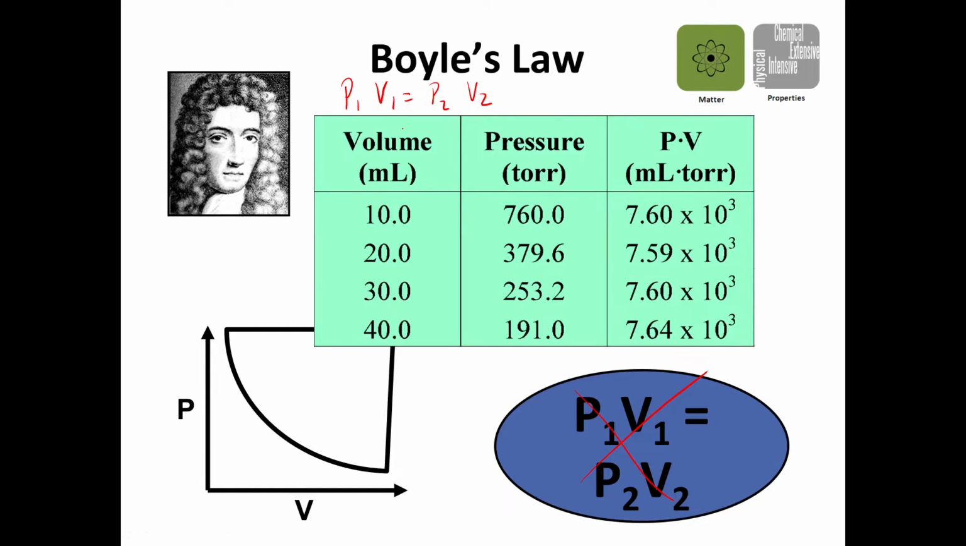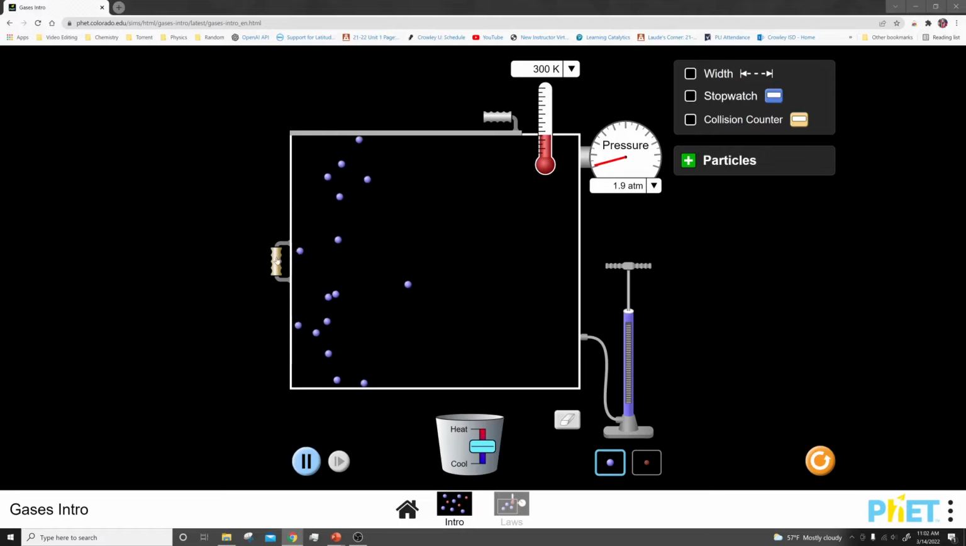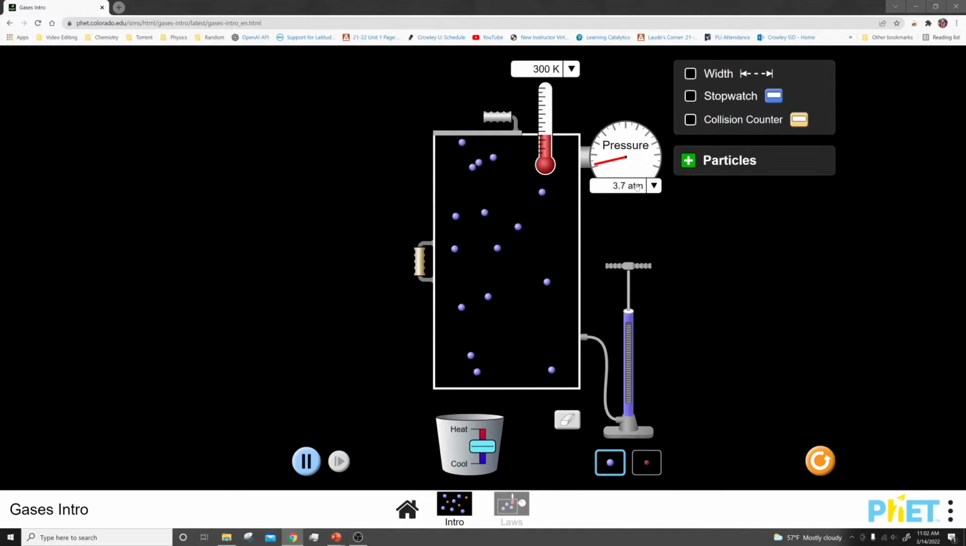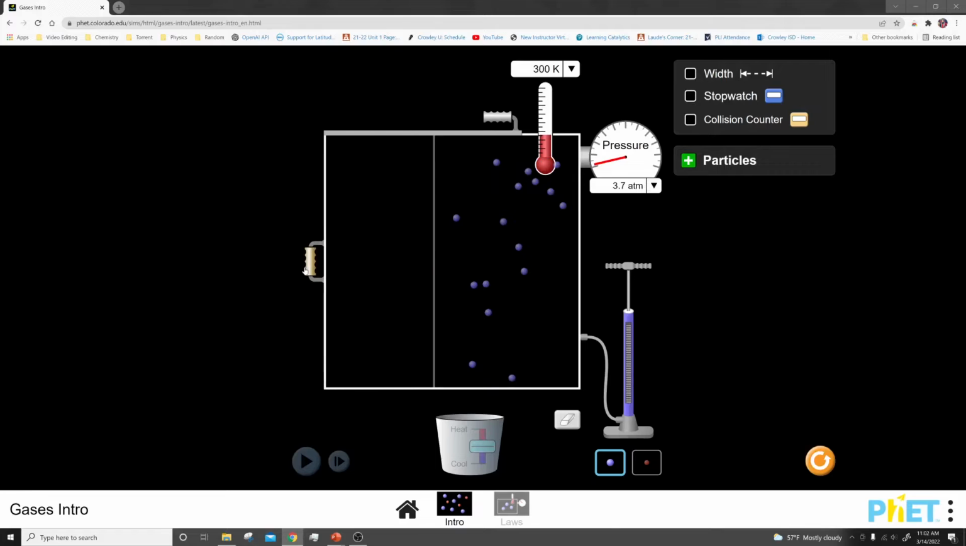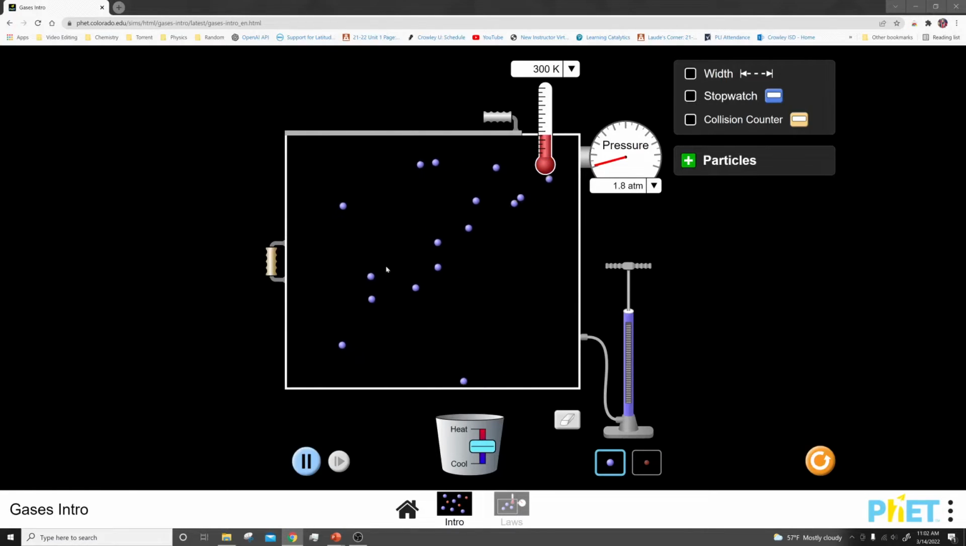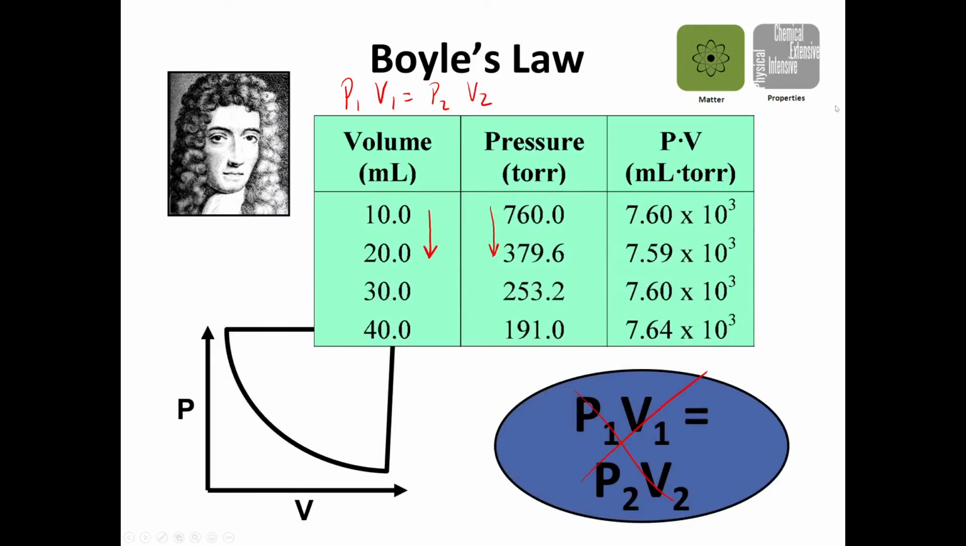Basically what this tells us is, as your volume increases, so here our volume is doubling, what happens to our pressure? Our pressure decreases. This is the same as what we did in that simulation. So we can go back to the simulation. If we cut the volume in half, our pressure increases. We're at 3.7. If we double our volume, our pressure decreases. That's Boyle's law right there. As volume goes up, pressure goes down.